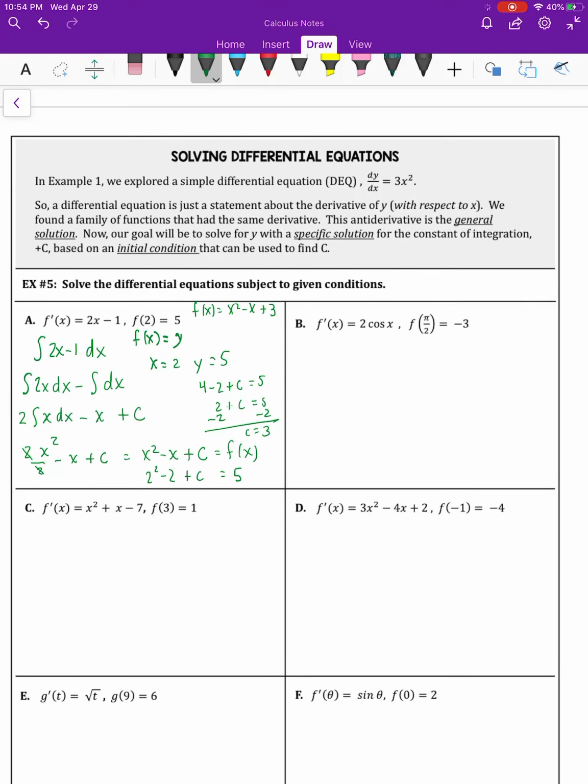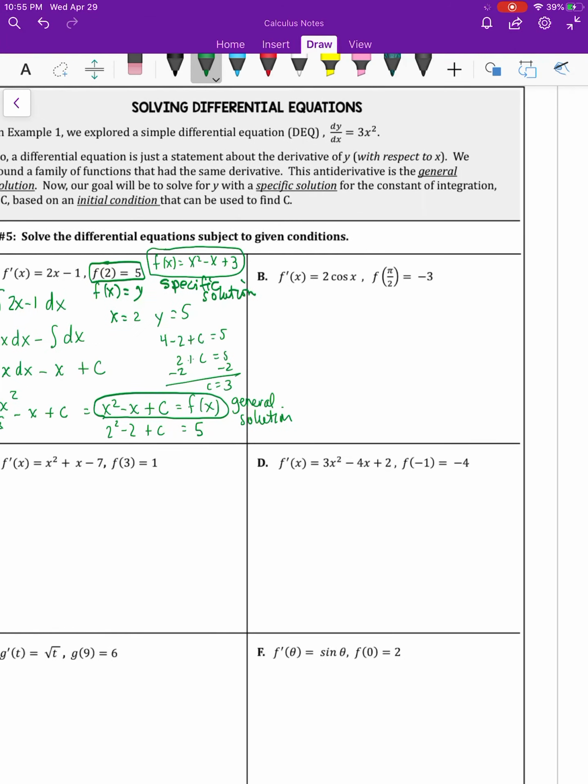So my specific solution is going to be x squared minus x plus 3. That's my specific solution. I did first find the solution that was the general solution. This is the one that you would use if they didn't give you a point. But since they gave us a point here, I was able to give this specific solution, because of that point.